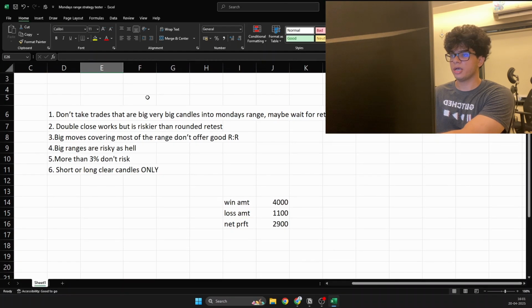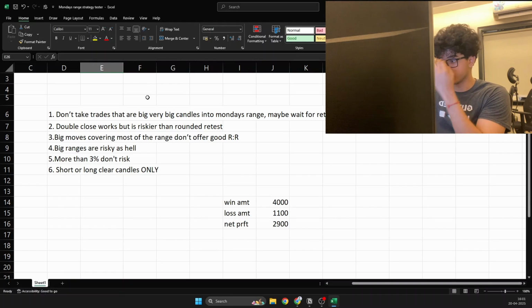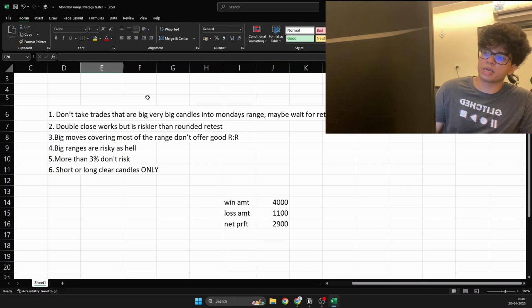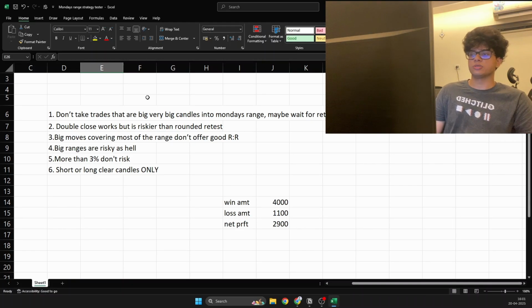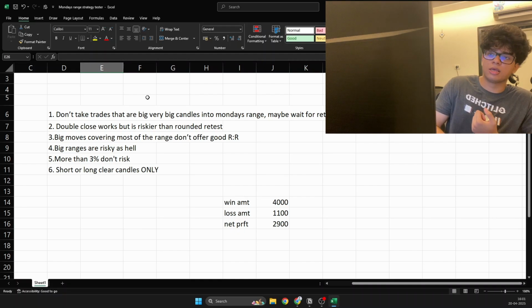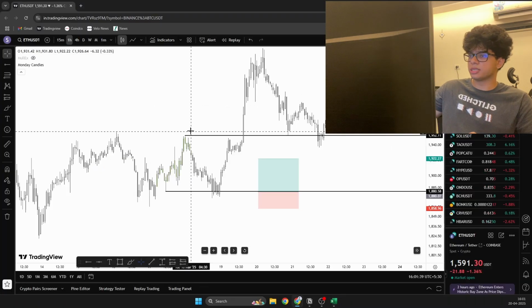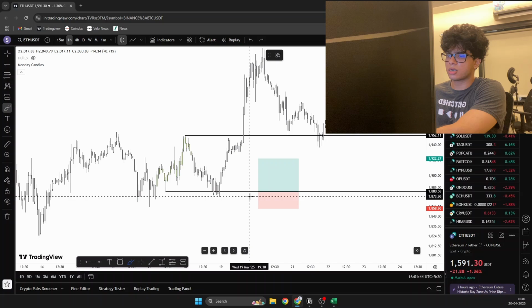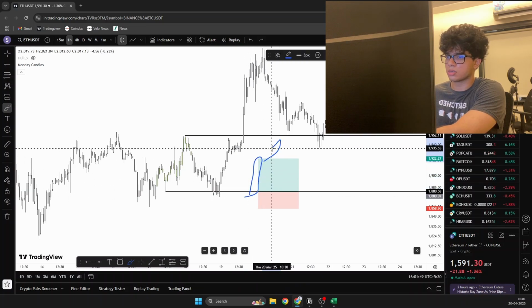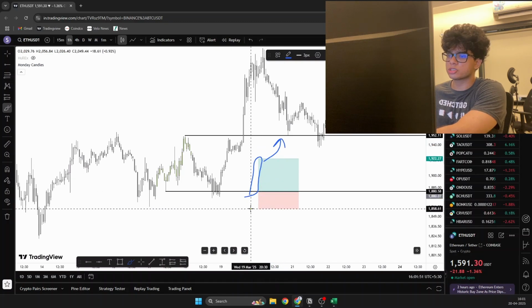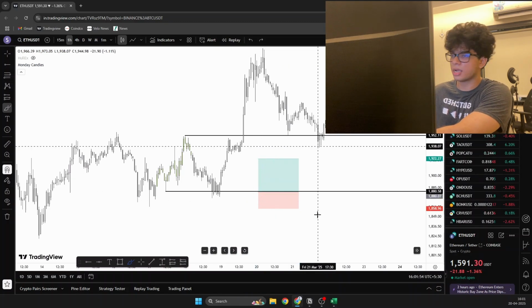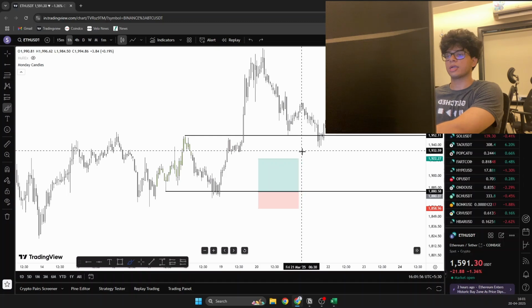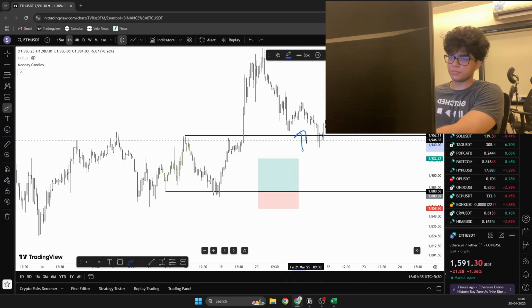So some things I obviously understood here are that you don't take trades that are very big candles into the Monday's range. You definitely do not want to take candles that, for example, there's a Monday's range here, right? And if there is a candle that closes, let's say this big of a candle, you don't want to long here, because then your stop loss would have to be here, right? So that's a bad R trade, because you're getting resistance here, right? So exactly.